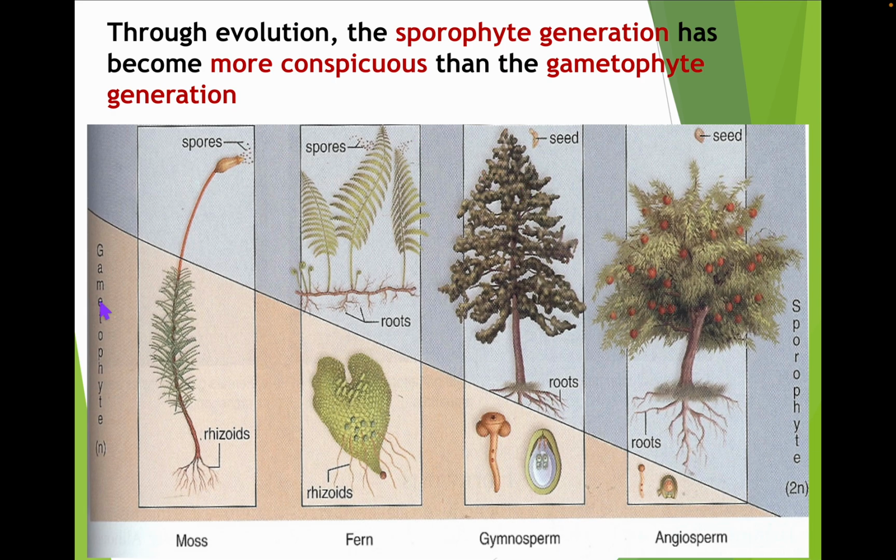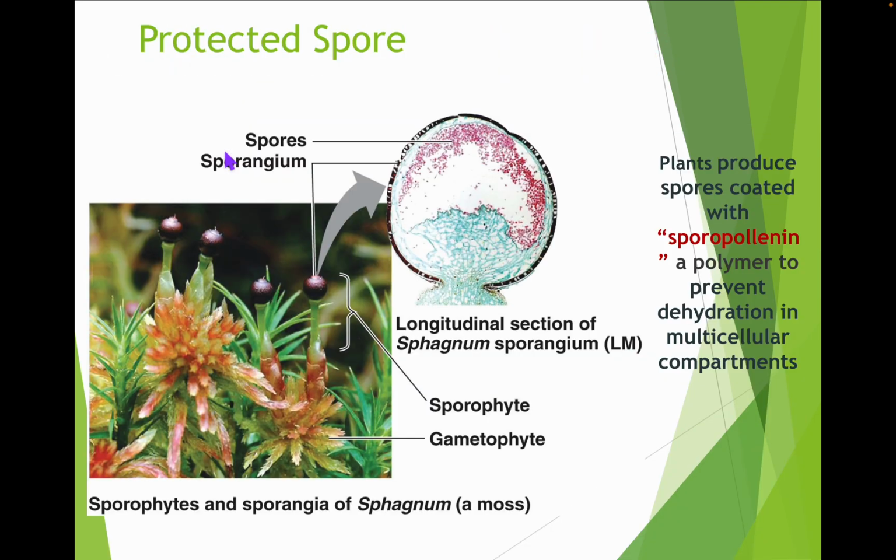So let's take a look. This is our gametophyte generation. Something called rhizoids, which you're going to know very well soon. Okay. This is our gymnosperm and angiosperm. You guys are going to know what these all mean. And these are what the sporophytes look like. And so we're producing seeds here and spores. All right.